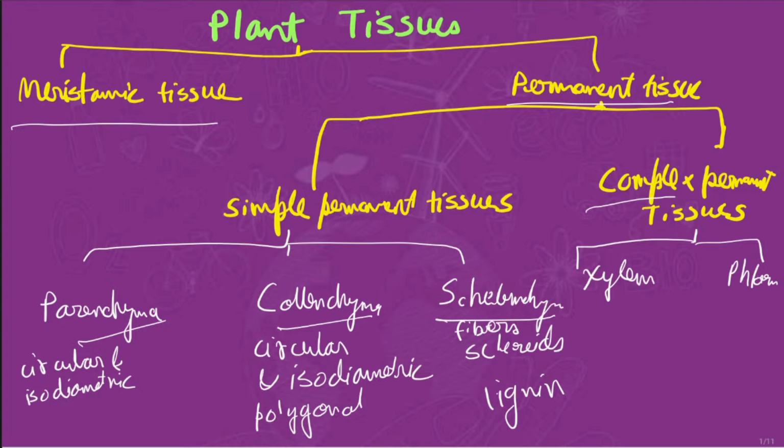Xylem. Xylem is a complex tissue forming a part of the vascular system. Its major function is conduction of water and solutes, mainly minerals. It also provides mechanical support to plants. Since it is a complex tissue, it consists of different types of cells and elements. The cell elements that form xylem are tracheids, vessels, xylem fibers, and xylem parenchyma.